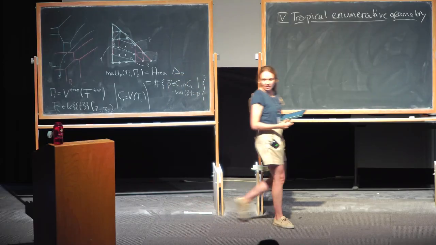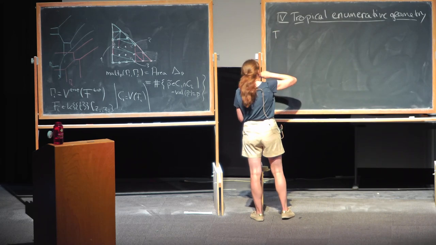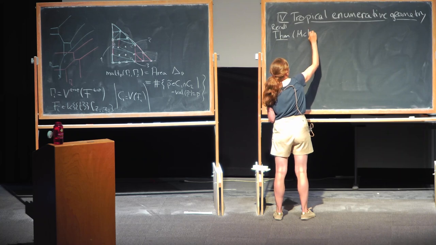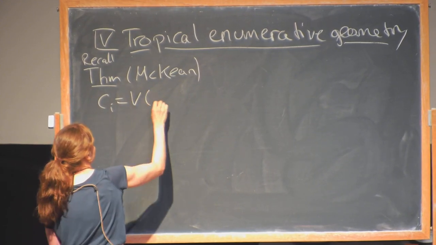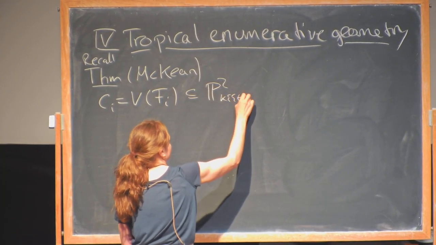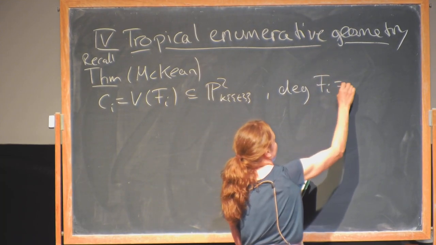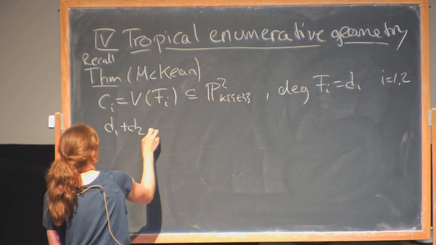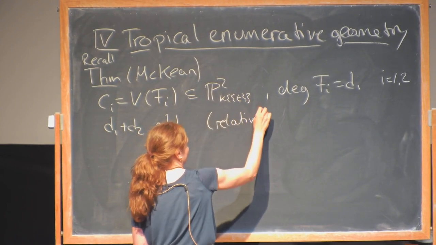So now let's do this. Yesterday we restricted to an algebraically closed field of characteristic 0. Now let's do this in bigger generality. And let's recall the Bézout theorem, and let's only write it down for curves. Just like in this setup, let C_i be the vanishing of a polynomial F_i. Now let's go back to P2, but let's do this over the field of Puiseux series. Let's assume that the degree of F_i is d_i for i = 1 and 2. And we needed this relative orientation condition, which in this case just means that d1 plus d2 is odd, so this is relatively orientable.